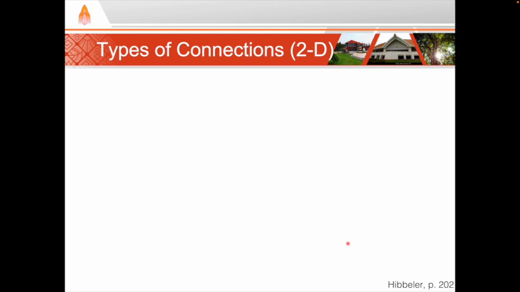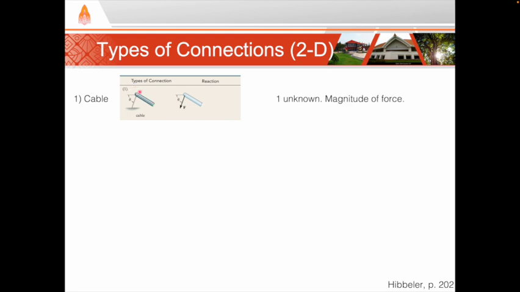First, we'll start in 2 dimensions. In 2 dimensions, we will consider 5 types of connections. First is a cable. We have already used cables so far in this course. A cable can only exert a force in the direction of the cable. So there is one unknown, the magnitude of the force, because we already know the direction.